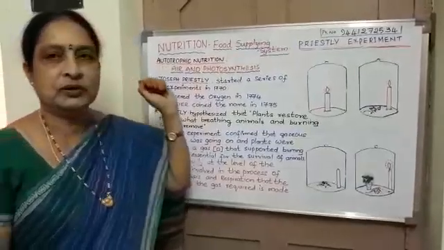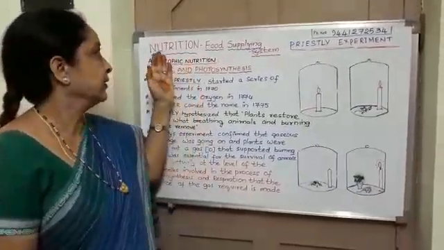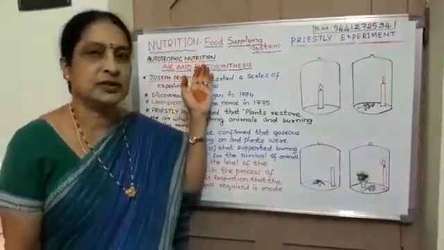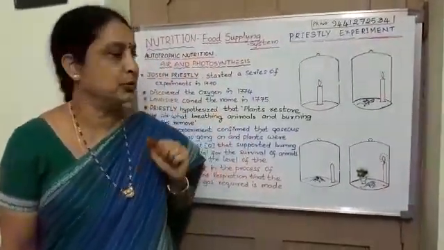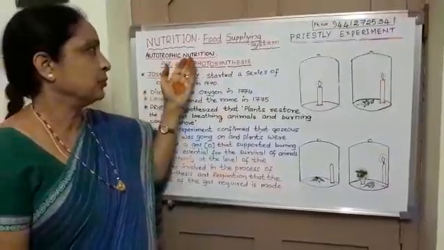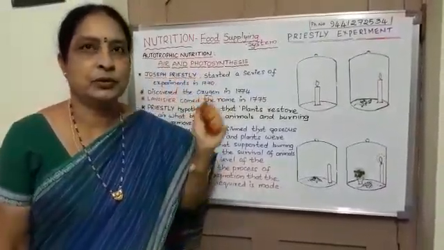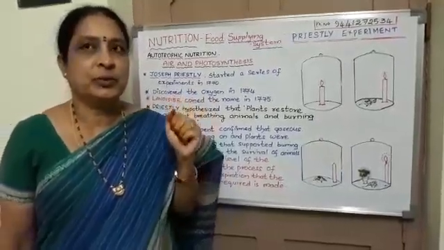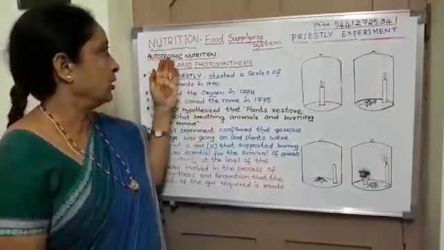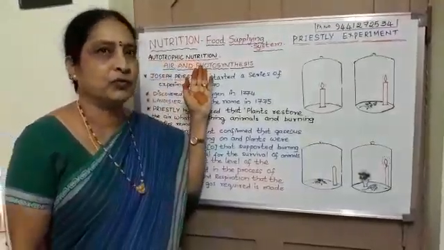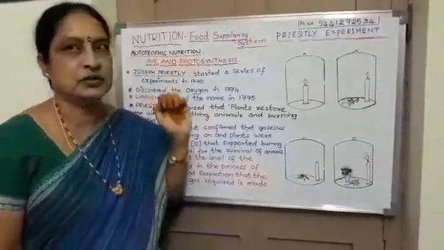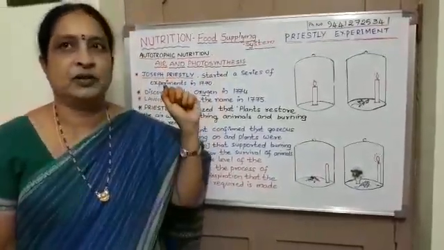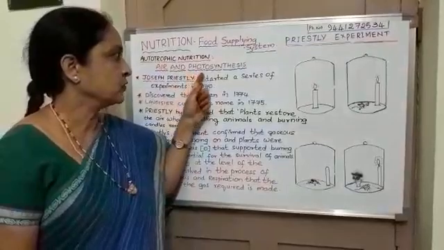And as we know from the earlier lesson, nutrition is of two types: autotrophic nutrition and heterotrophic nutrition. What is autotrophic nutrition? Autotrophs are organisms which prepare their own food, and that mode of nutrition is called autotrophic nutrition. And how do they prepare the food? There is a process called photosynthesis.